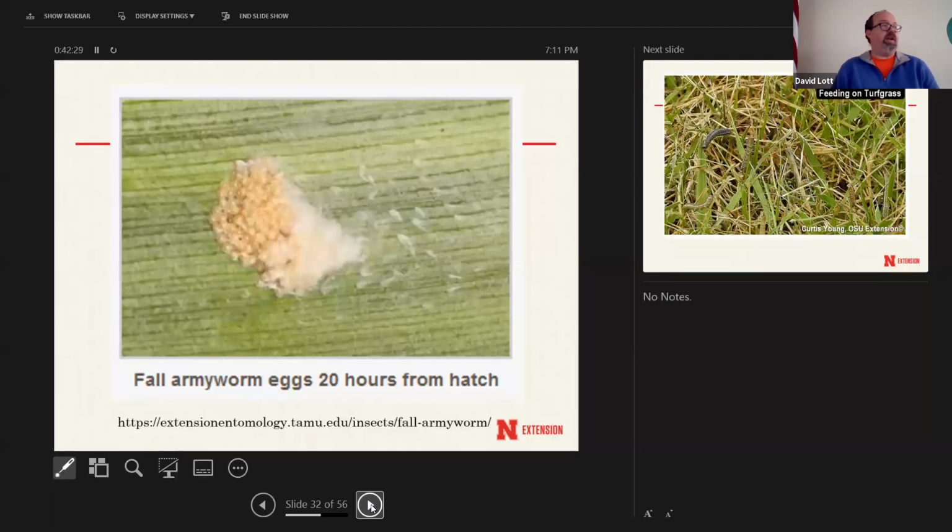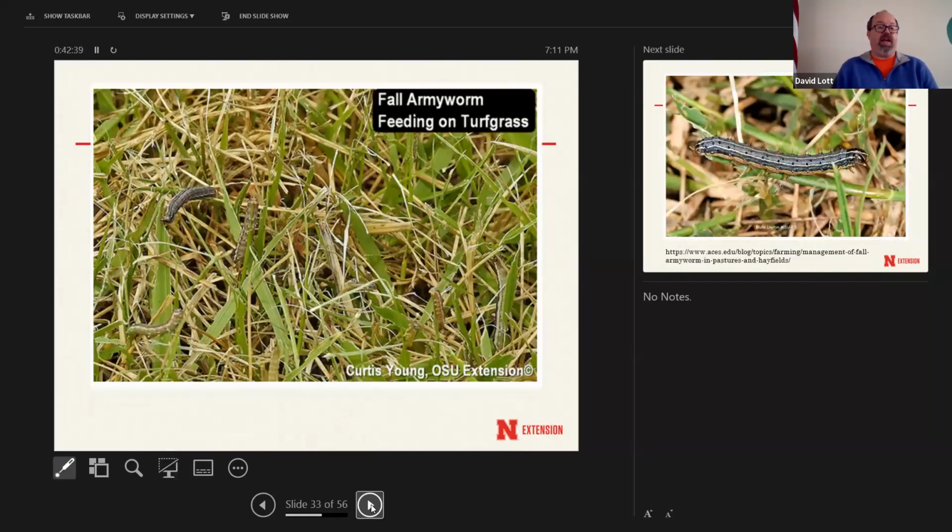So it's kind of this cream tan color mass that you will see on leaves, and they will hatch, and they hatch very soon after they're laid. And so you'll start to see activity like this. You'll start to see larvae. So they're out there. We can see at least 4, 5, 6 in this picture really quick, as they're feeding and doing their damage.